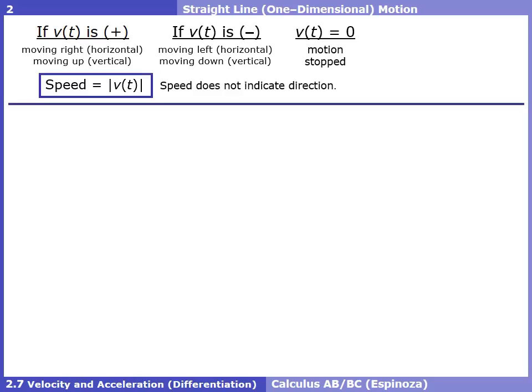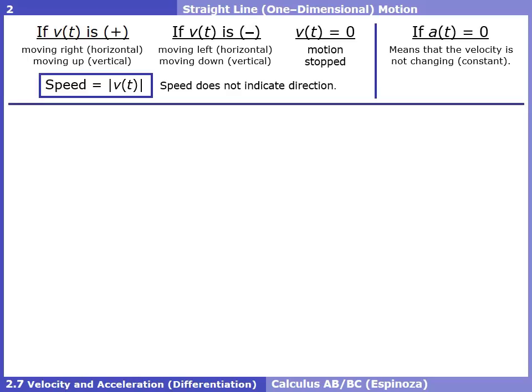Speed. Speed is a little bit different than velocity. Velocity indicates direction, but speed does not. So if you ever need to find speed, as sometimes on the AP test, what you need to do is take the absolute value of velocity so you can get rid of any possible negative signs. So speed does not indicate direction, so that's why we take the absolute value of velocity so we ensure that it's not negative.